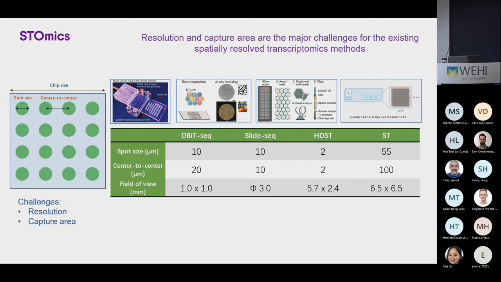And then also, the capture area is measured in millimeters for these technologies, meaning that it's okay for smaller tissues, like if you're talking about zebrafish or Drosophila, but what if you wanted to do spatial single-cell omics on large tissues? What about profiling, for example, an entire brain atlas, a human brain atlas, or the human heart, or other complex organs, or even larger organisms?